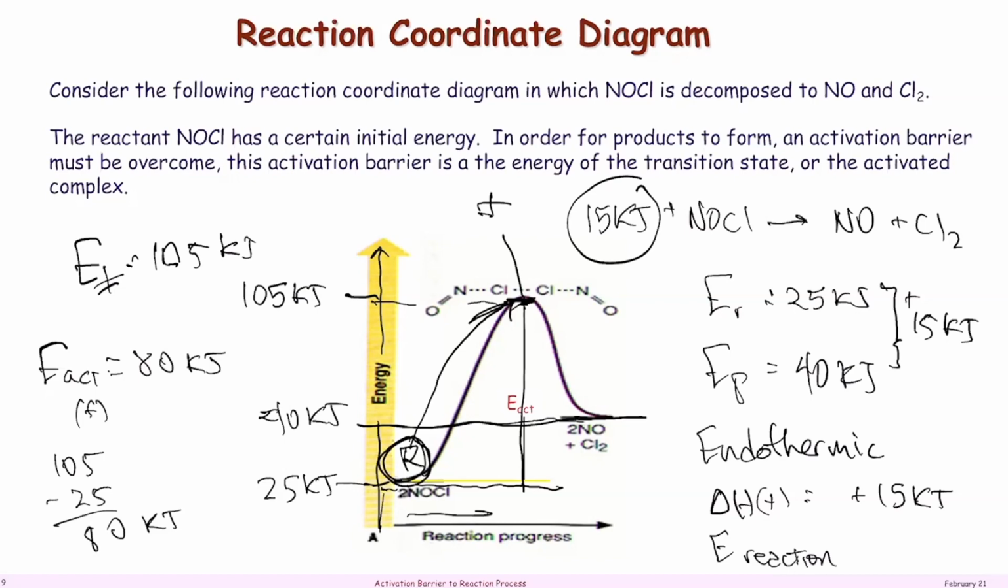If it has greater than 80 kilojoules, then it can move on to product. In the end, you get product that has 40 kilojoules. So the net change in the energy between the products and the reactant is this delta H, 15 kilojoules positive. It's uphill.